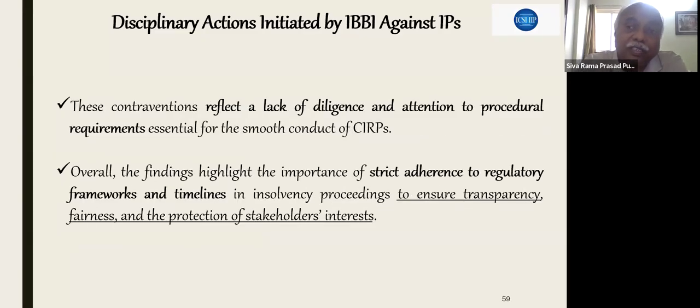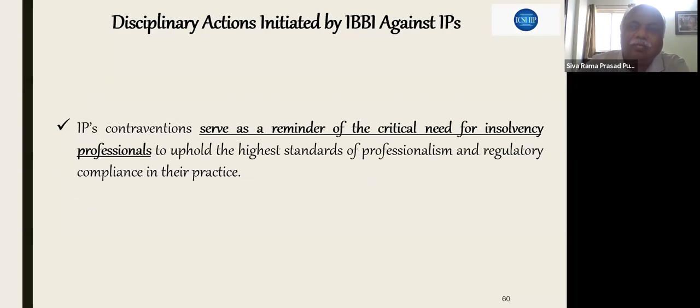These contraventions reflect a lack of diligence and attention to procedural requirements essential for the smooth conduct of CIRPs. Overall, the findings highlight the importance of strict adherence to the regulatory framework and timelines in insolvency, to ensure transparency, fairness, and the protection of the stakeholders' interest. The IP's contraventions serve as a reminder of the critical need for insolvency professionals to uphold the highest standards of the profession and regulatory compliance in their practices.